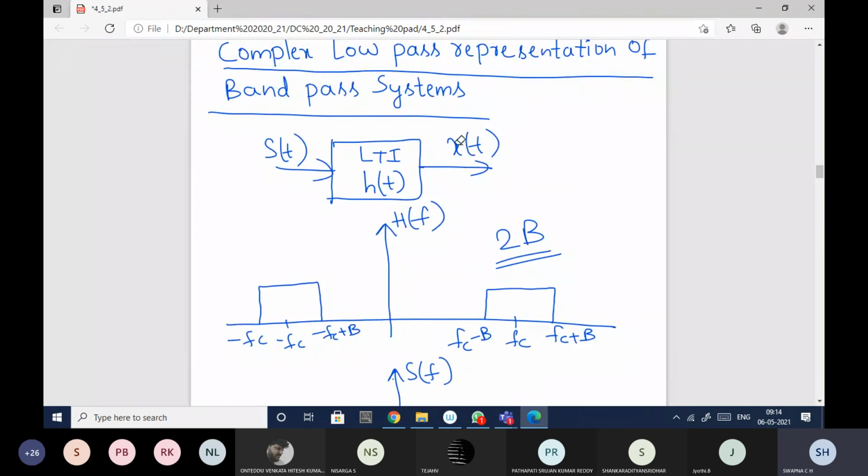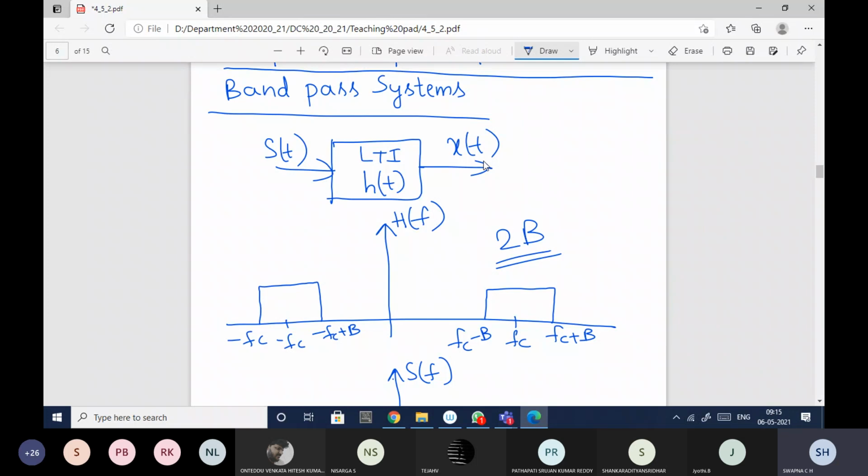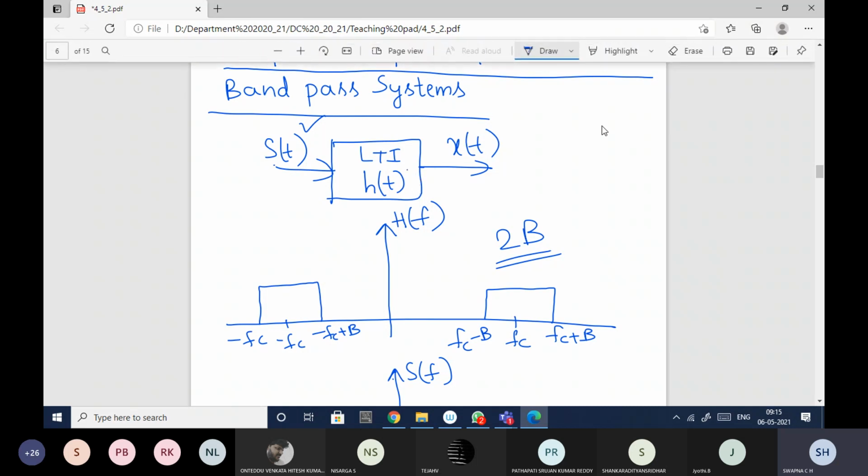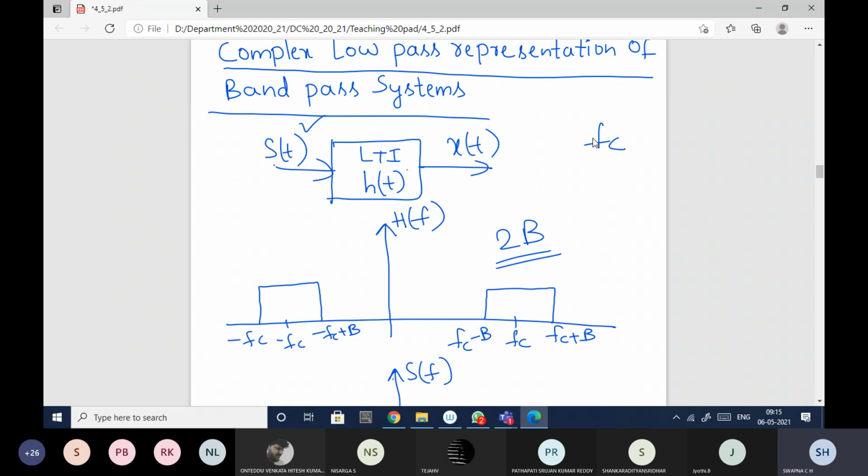Still my derivation is not over. I will just derive it. Before deriving, let me explain once again. s(t) is an input to the bandpass system. s(t) is also a bandpass signal, and h(t), this system, is also a bandpass system. Since it is a bandpass system, I'll have the fc component, which is nothing but the carrier frequency component. I don't want that carrier frequency component, so in order to eliminate that, I need to get s tilde of t. This is what this topic represents.